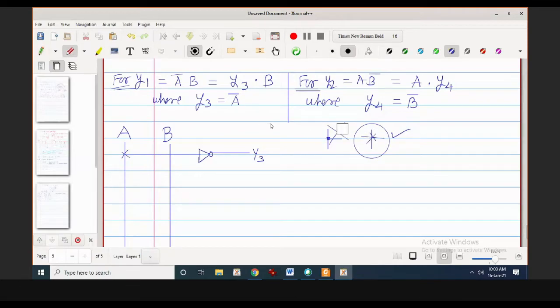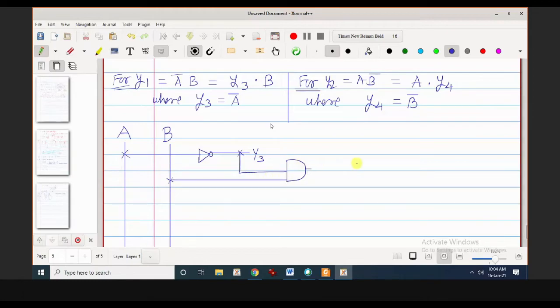So, okay, I got Y3. Now what should I do with Y3? I have to AND this Y3 with my input B. So I'll be using an AND gate. I am picking up this particular thing from here, putting it into my AND gate, and then ANDing it with my input B.